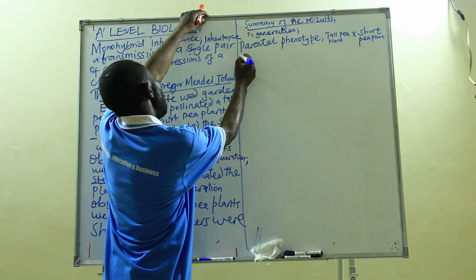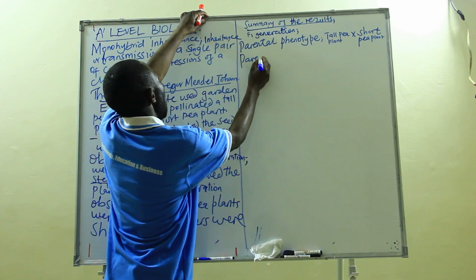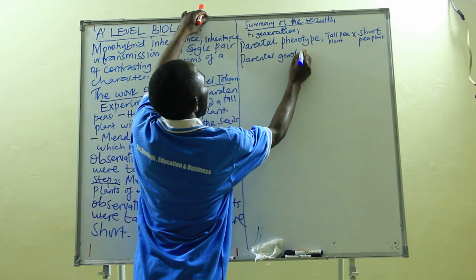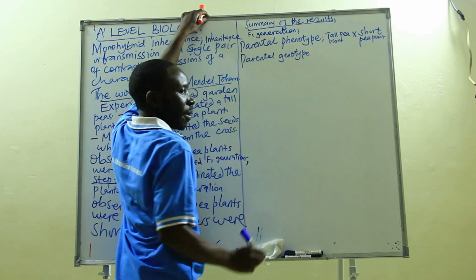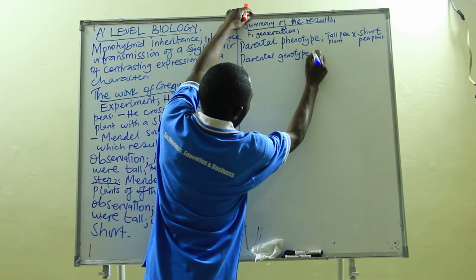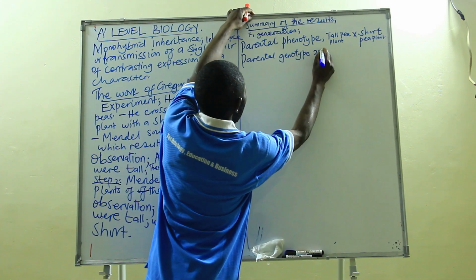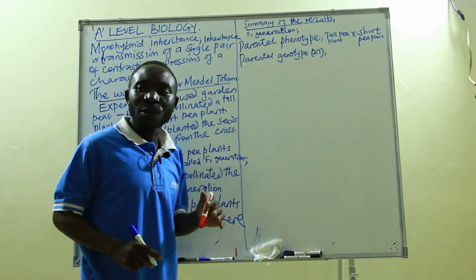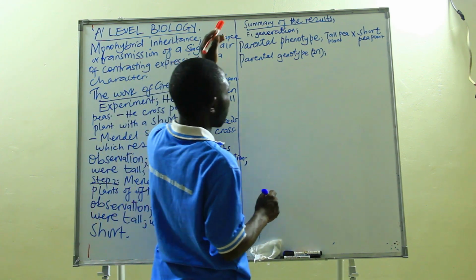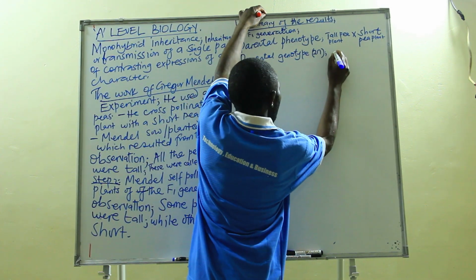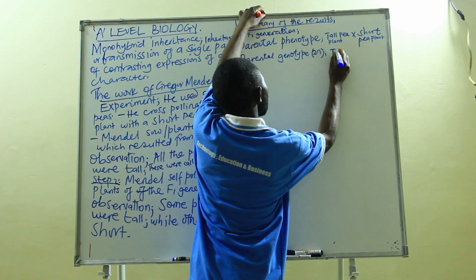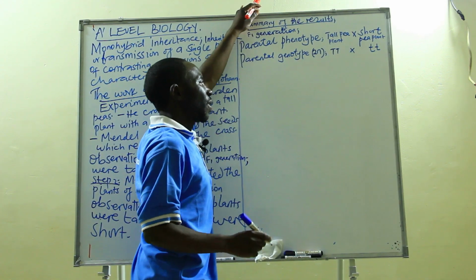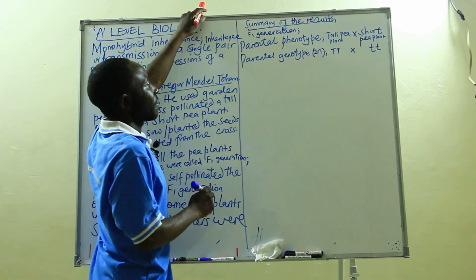So we have the parental genotype. Remember that the parents are diploid, that is 2N. Their cells have 46 chromosomes. So this parent is homozygous for tallness, and the other one is homozygous for shortness. It is a dwarf plant.